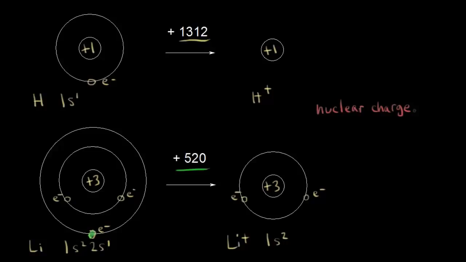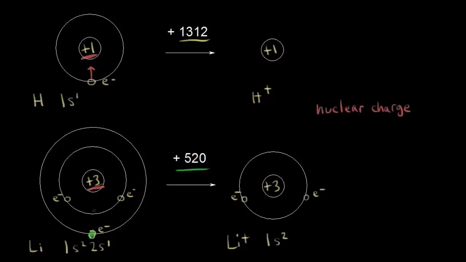So let's look at these two situations, and let's think about hydrogen first. So hydrogen has a +1 charge in the nucleus, and this 1 electron here would be pulled to the nucleus by that positive charge. If we look at lithium, +3 in the nucleus, so that's a greater nuclear charge.